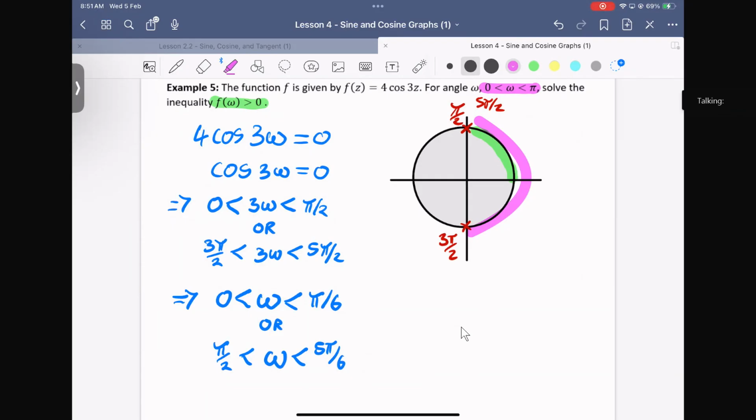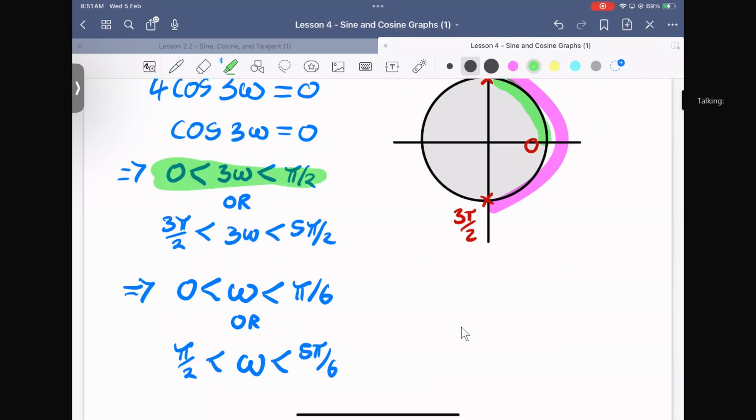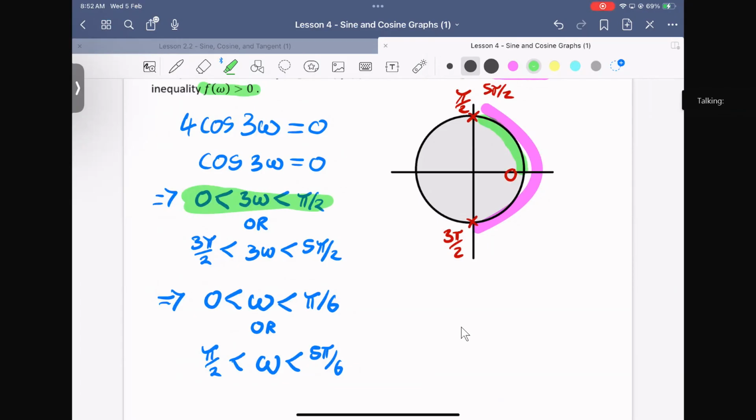So, firstly, if we look at the unit circle diagram, the cosine value from 0, this is 0 here, the cosine value on this green one gives us this inequality here. So the green one is this. There in the unit circle, 3 omega is going to be from 0 to pi over 2. And then we keep going around the circle until we get to 3 pi over 2. And the cosine value will be greater than 0 from 3 pi over 2 to 5 pi over 2. So the pink one is this. So from the unit circle here, we get these two inequalities. And then all we have to do is divide through by 3 to convert from 3 omega to omega.